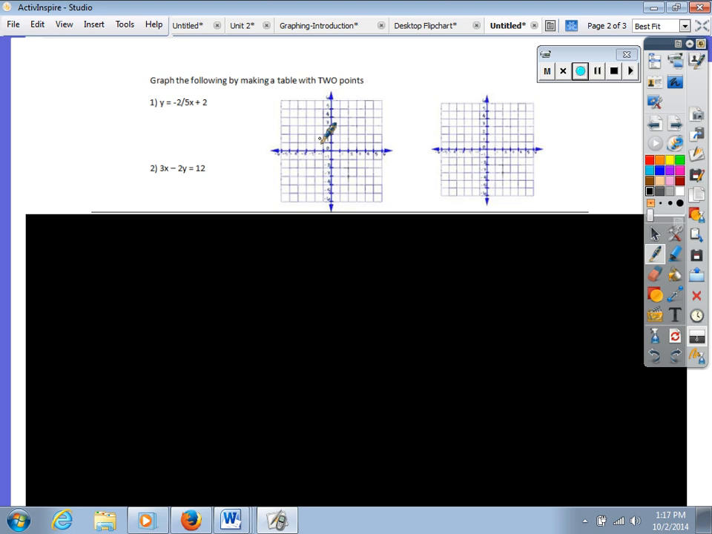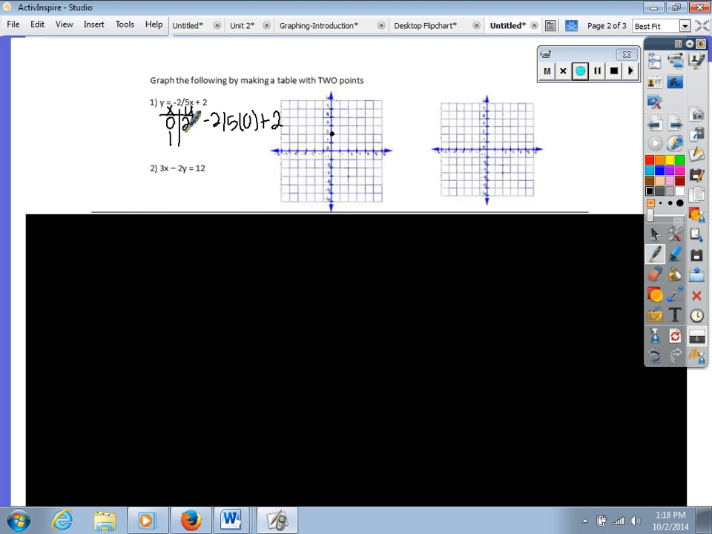Okay, so number 1, in order to make a table, I'm just going to make my XY chart. I'm going to pick an X. I like to pick 0 and 1. If I plug in 0 for X, I'm going to get out 2. That makes sense because X is our input, Y is our output. So that is the point (0, 2).